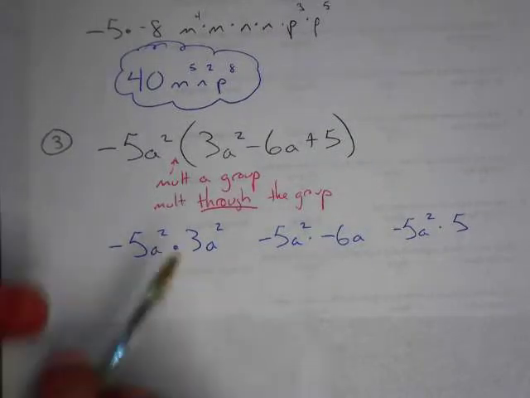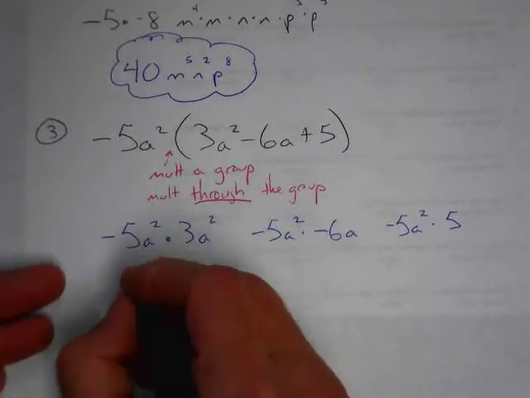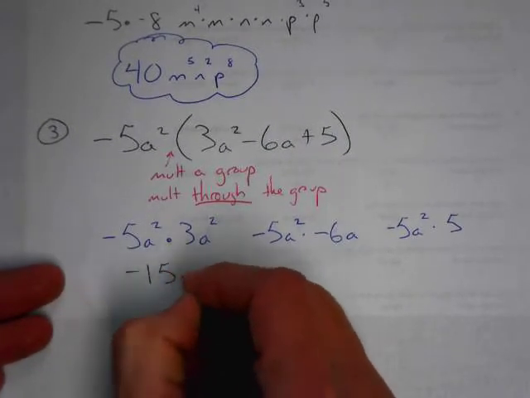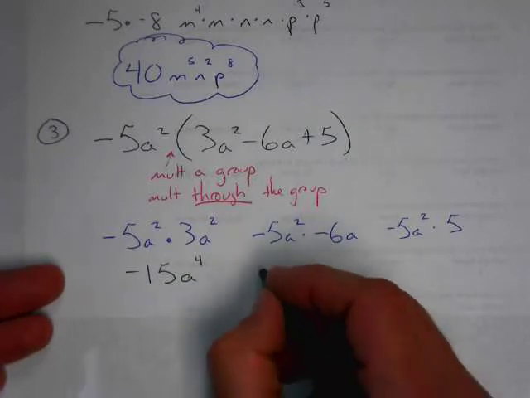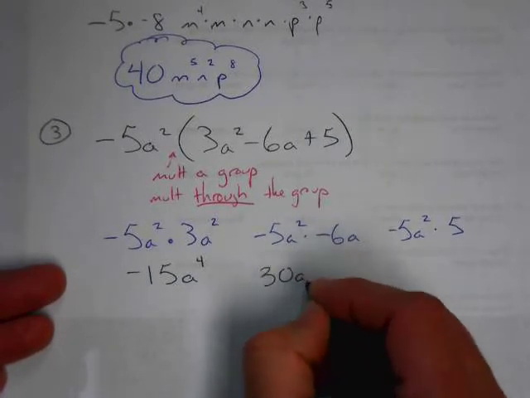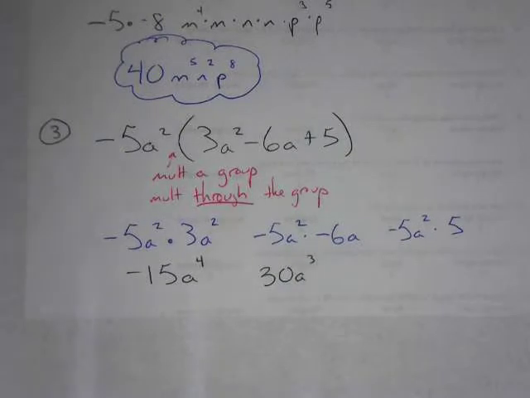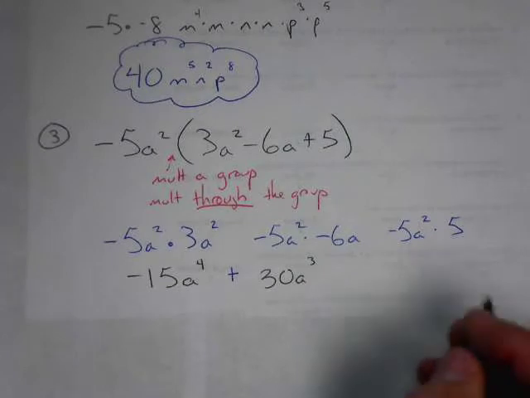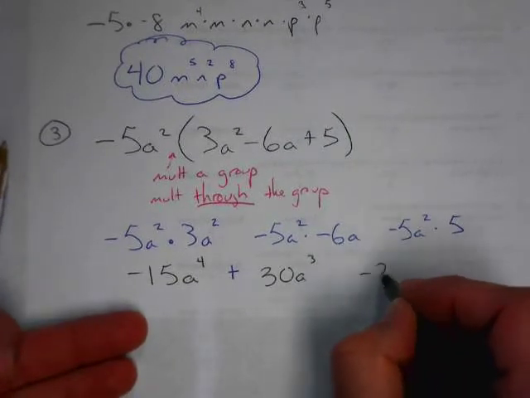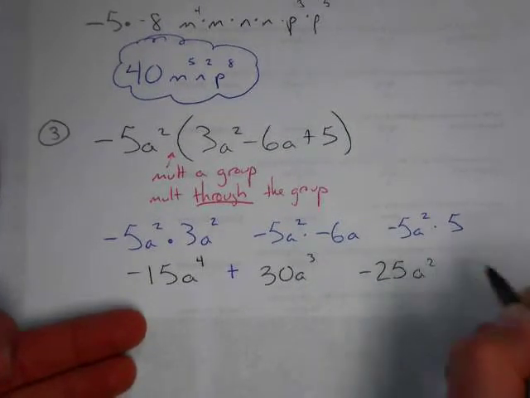So now we can just start multiplying our stuff out, right? Negative 5 times 3 is negative 15. A squared times a squared, a to the fourth. Negative 5 times negative 6 is 30, positive, and then a to the third. And we did say positive, right? So positive. And then negative 5 times 5 is negative 25, a squared.